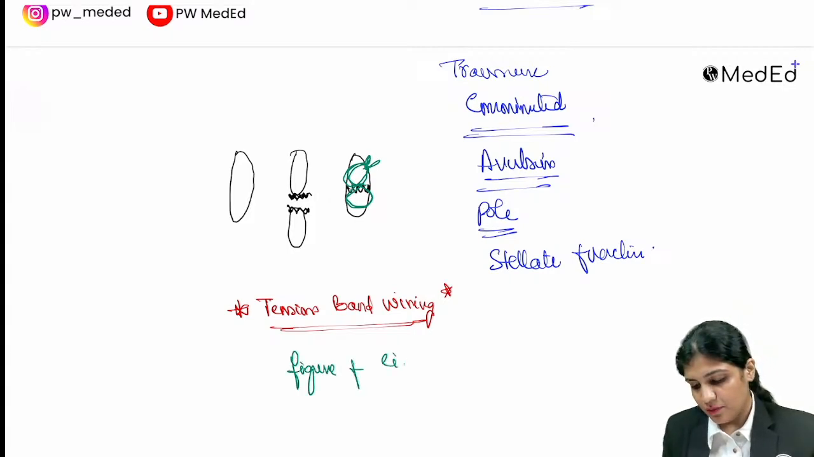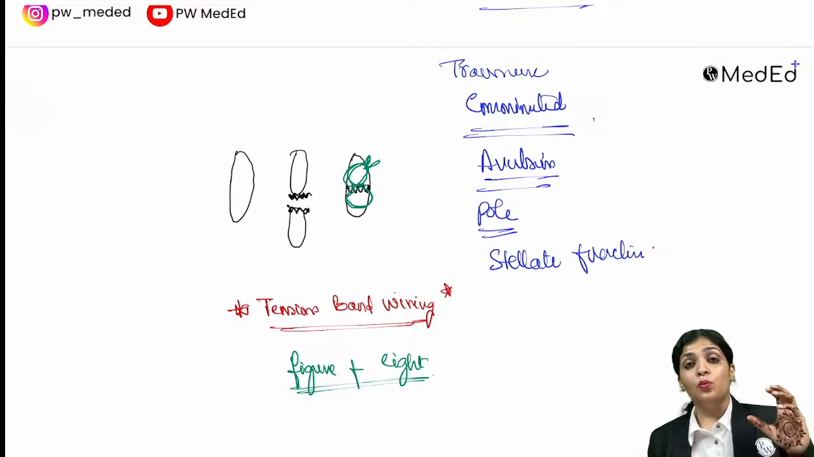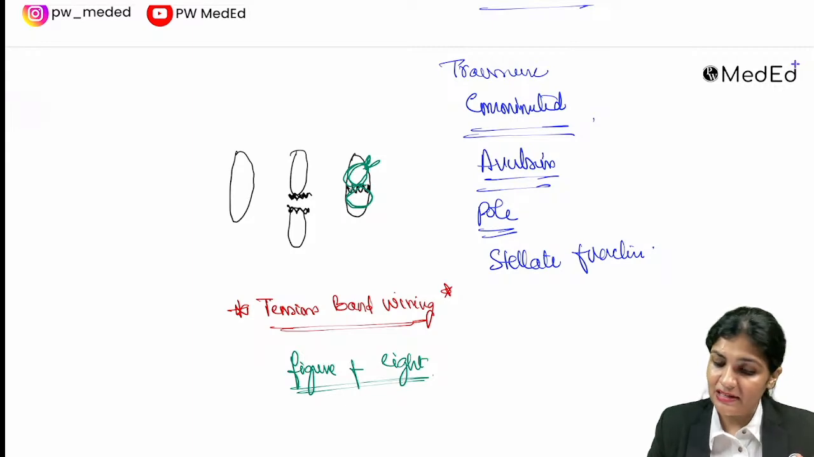So this is the most common treatment which is done in case of patella. So you have to remember the tension band wiring, where you convert the distraction forces into the compression forces. Why is there a distraction?